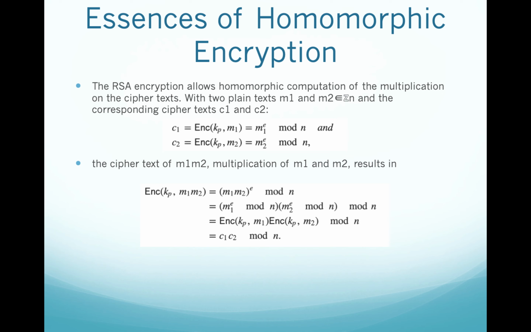And for C2, we're going to get M to the E2 mod N. And so once we multiply the ciphertexts of M1 and M2, we're going to get our final result, which we can simplify to our encryption being C1 times C2 mod N.